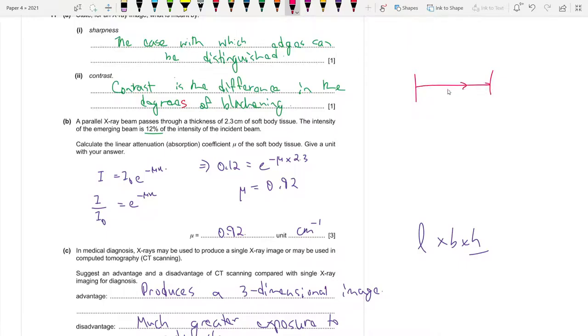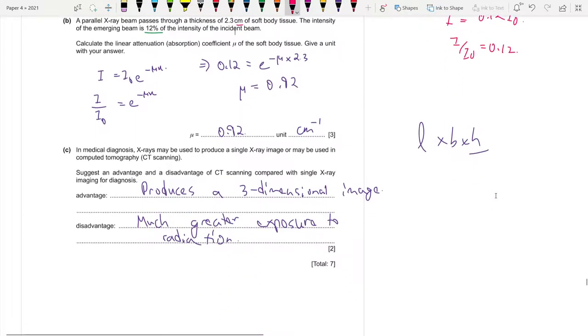So there we had an incident beam I naught, and we have I. I is 12% of I naught, so I is 0.12 of I naught. We're going to use the formula I is equal to I naught e to the power minus mu x. So we can write I by I naught is equal to e to the power minus mu x, where I by I naught is equal to 0.12. So 0.12 is equal to e to the power minus mu into 2.3. If you apply ln and solve it, you're going to get a value of mu equal to 0.92 per centimeter. Since this was in centimeter, we got a unit of per centimeter.